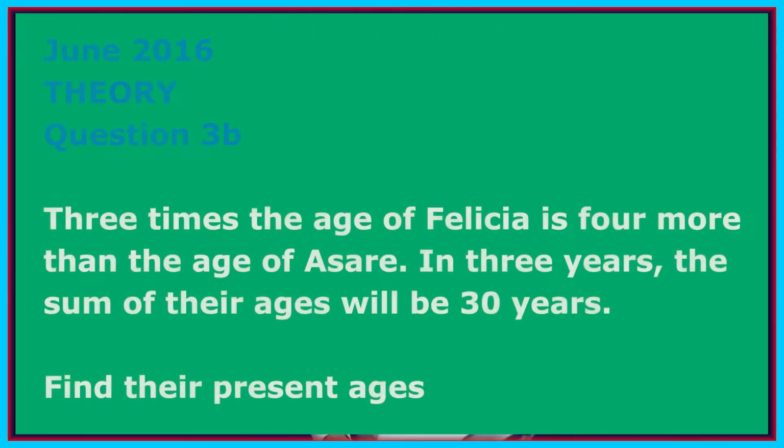B part is a word problem. Three times the age of Felicia is 4 more than the age of Asari. In 3 years, the sum of their ages will be 30 years. Find their present ages.